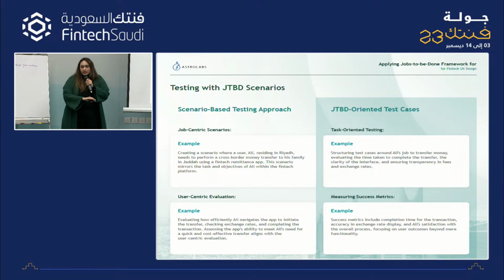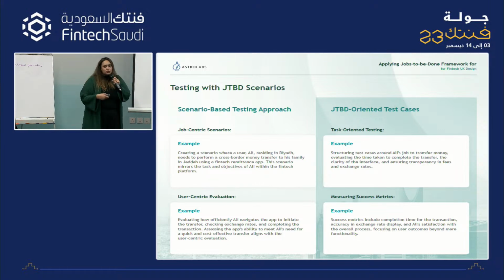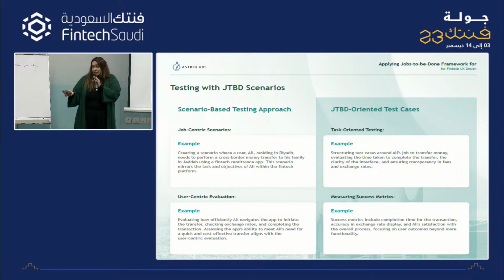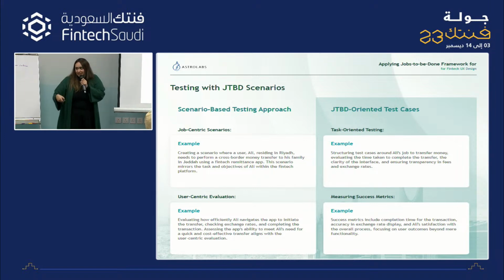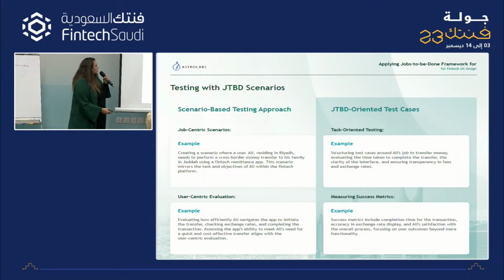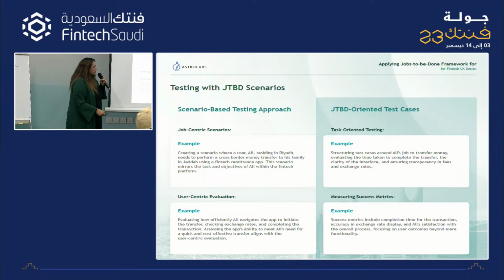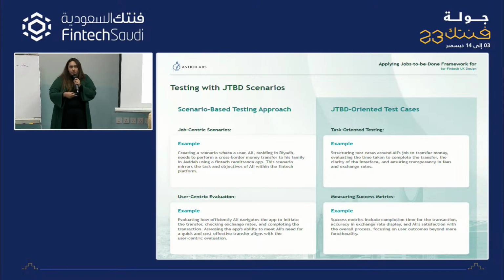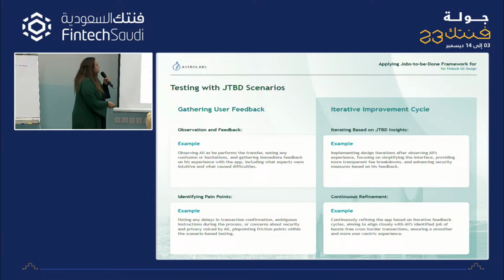I'm going to go very quickly over this so that we can go into actual fintech examples and studies. Basically, it has to be job-centric scenarios. You have to create scenarios. It has to be task-oriented testing. So give them a task, let them test the task in front of you and see how they can achieve that task. And then there is user-centric evaluation, and measuring success metrics. We can go back to it, but let me go further into the fintech examples.